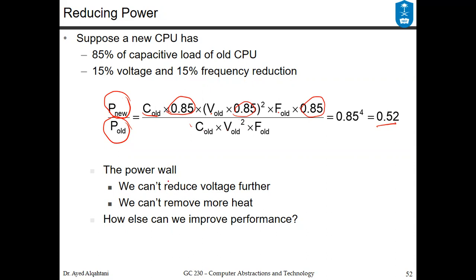By the power wall, we mean that we cannot reduce the voltage further, and we cannot remove more heat by cooling methods. So if we are stuck frequency-wise, we can't increase the frequency anymore, how can we improve the performance? One way is to add more cores. And that's what happens in newer processors. We have dual core, quad core. Sometimes we have a main processor and a co-processor. This way we improve the performance by increasing the throughput. But as we said in this class, we will focus only on the execution time, and we will leave the throughput for other courses.